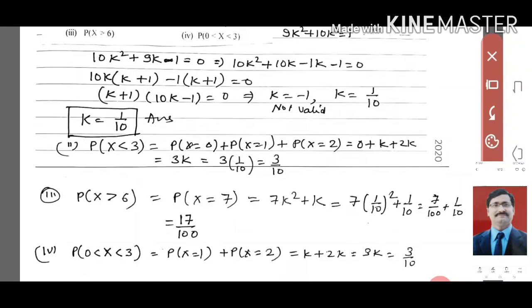Now P(X) greater than 0, less than 3. We have two cases only, X equal to 1 and X equal to 2. That you will add here: 3K means 3 by 10 you will get.